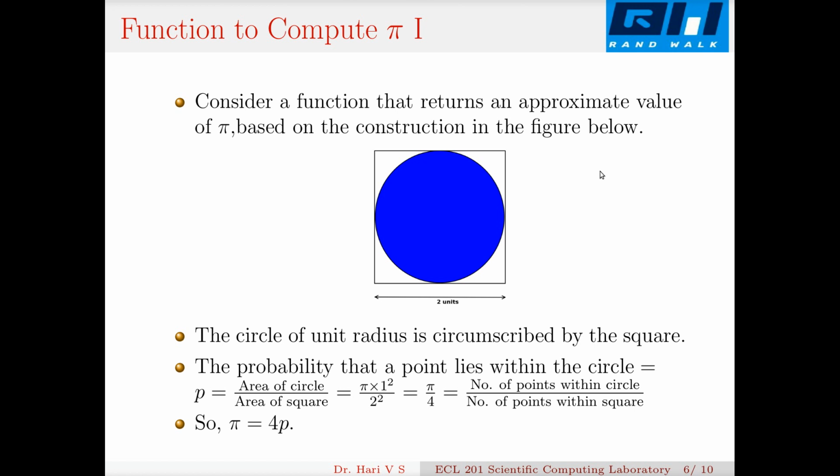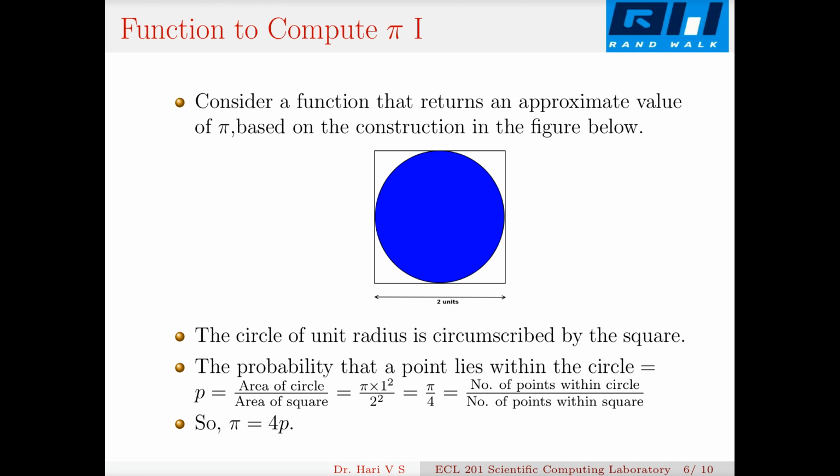Now let us compute another function, say a function to compute pi. Let us consider a function that returns an approximate value of pi based on this construction. So you can see that there's an inscribed circle. The diameter of the circle is 2 units and the square is 2 units. So the circle is a unit circle, of unit radius, that is circumscribed by a square of side 2 units.